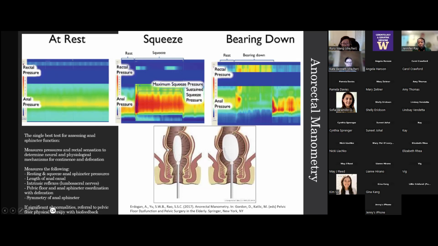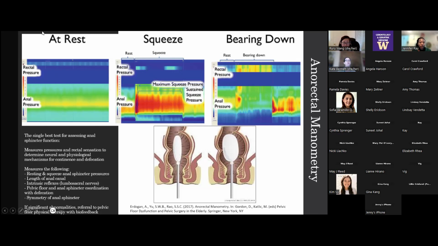I refer patients who are having diarrhea with incontinence or constipation issues to see what's going on here. It measures resting and squeeze anal sphincter pressures. It looks at the length of the anal canal, which can be shortened by prior surgeries. It looks for the intrinsic reflexes of the internal anal sphincter and the myenteric plexus to see if there's any suggestive neuropathy. It can look at pelvic floor and anal sphincter coordination with defecation. What's supposed to happen is your pelvic floor muscles relax and your anal sphincter opens as you have a bowel movement. And sometimes that coordination gets out of whack.